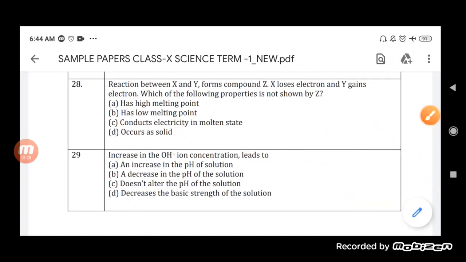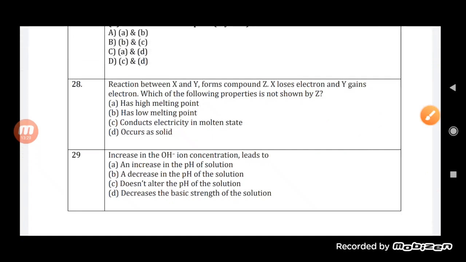Obviously this is the kind of compound we call an ionic compound, because in an ionic compound, the two ions combine together to form the compound. So the bonding between them is electrostatic bonding. Now see here, which of the following properties is not shown by Z? Has high melting point, has low melting point, conducts electricity in molten state, occurs as solid. Which is not shown by Z? Has high melting point. Yes, you know that ionic compounds have high melting points.